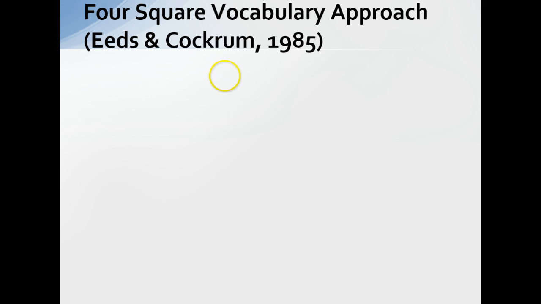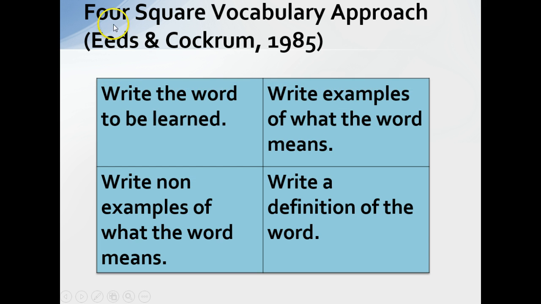Then we have a 4-square vocabulary approach. I've used this in my teaching, and I'll show you some of those examples as well. But basically, it's 4 boxes. One box, we write the word to be learned. Another box, we write examples of what the word means. And in another box, we're going to write non-examples of what the word means. And then we write a definition of the word.